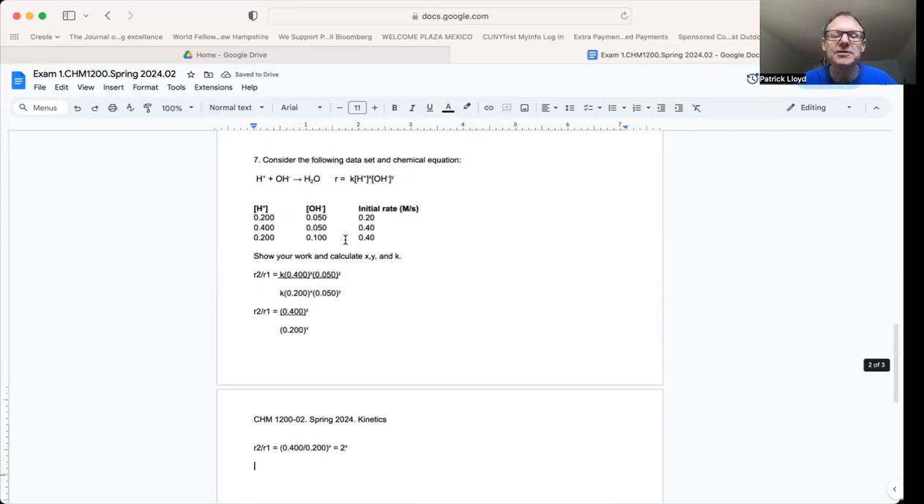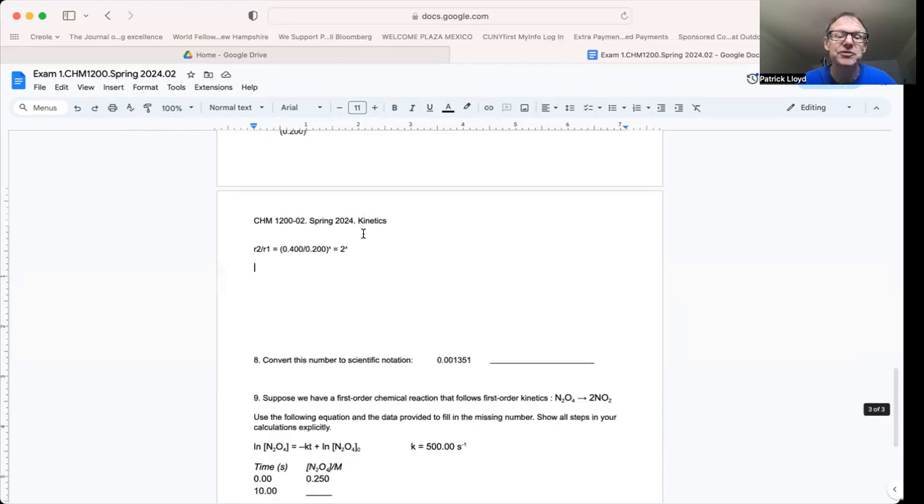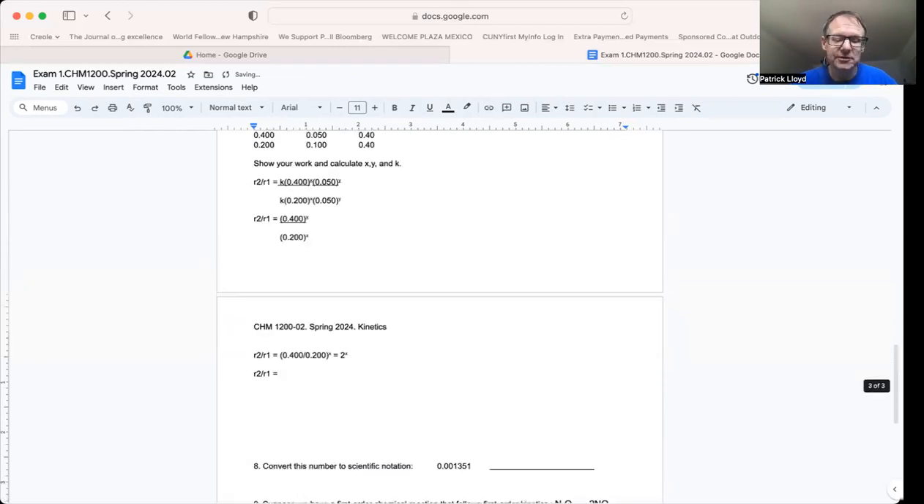Now you come back and you do the same thing. R2 is 0.4 molarity per second, divided by 0.2 molarity per second. So you take the ratio of the rates. So 0.40 divided by 0.20, which is equal to 2. And then we just use inspection. We say, look, the ratio of those two rates is 2 to the X, and it's equal to 2. So that means that 2 to the X equals 2, right?